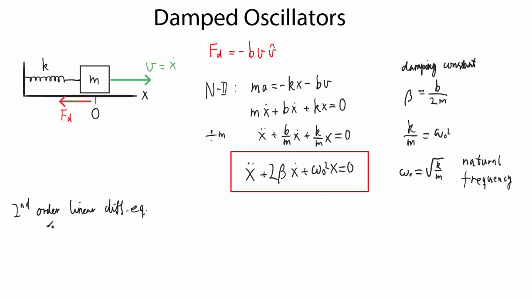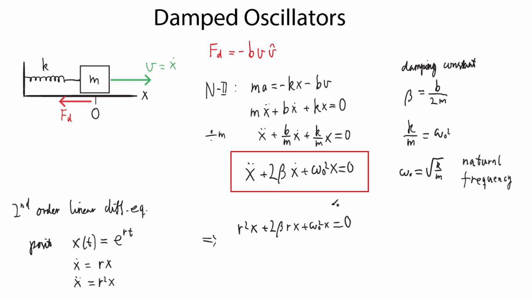And that corresponds to just simply saying that, okay, I'm going to posit that solutions, at least some of the solutions to this equation, will have this form, e to the rt. So that means that x dot is going to be rx and x double dot will be r squared x. So if I plug that in there, I will get r squared x plus 2 beta rx plus omega naught squared x equals 0. And then we can just divide out all the x's, and we end up with this, the auxiliary equation.